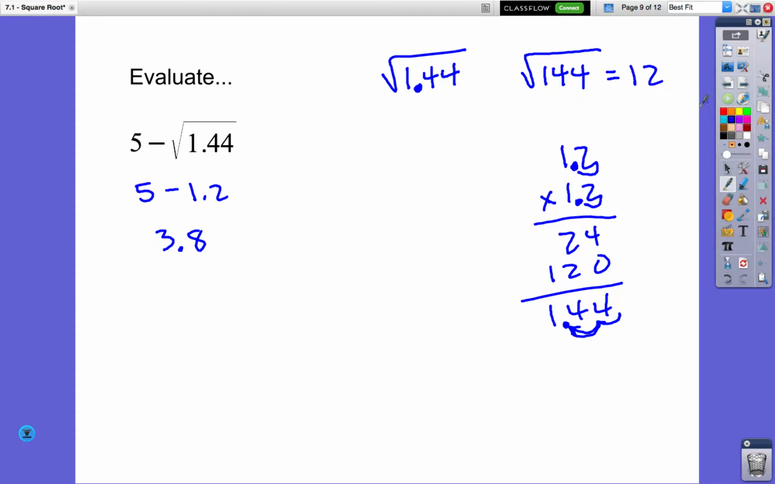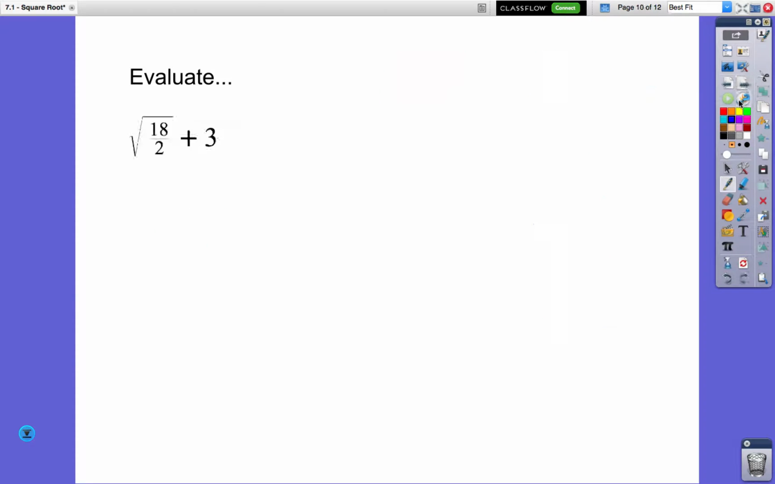Now, what about fractions? Here's a problem. So take a look here. We have to find the square root of 18 over 2. Now, there are 2 different ways to tackle this problem. One way is to think to ourselves, well, and again, I'll put this to the side, that I am allowed to think of this as the square root of 18 over the square root of 2.